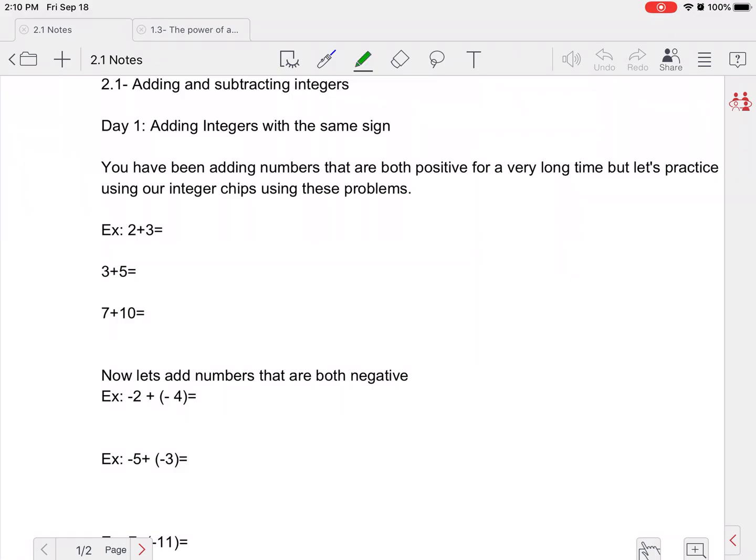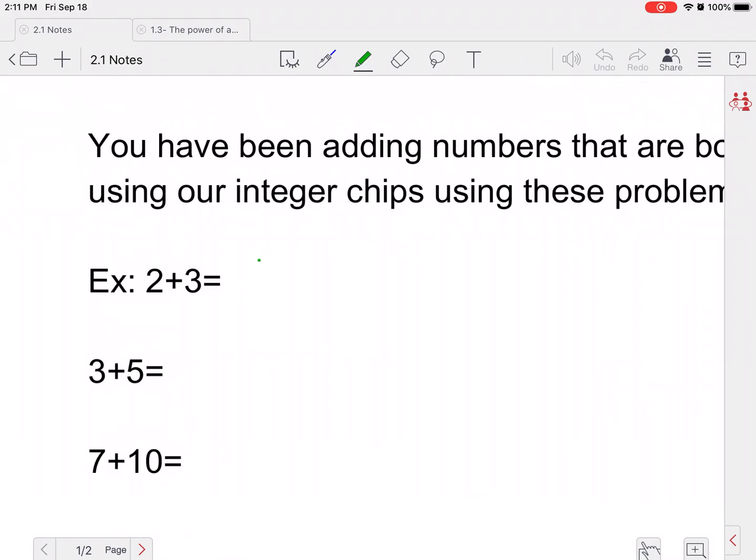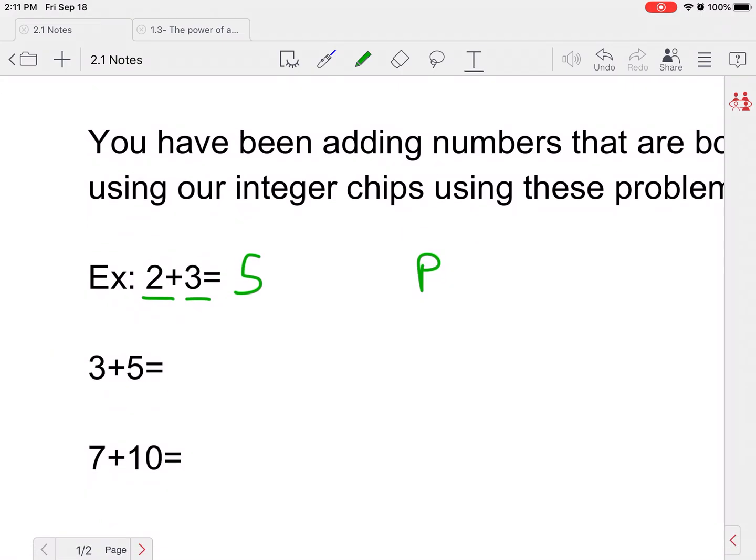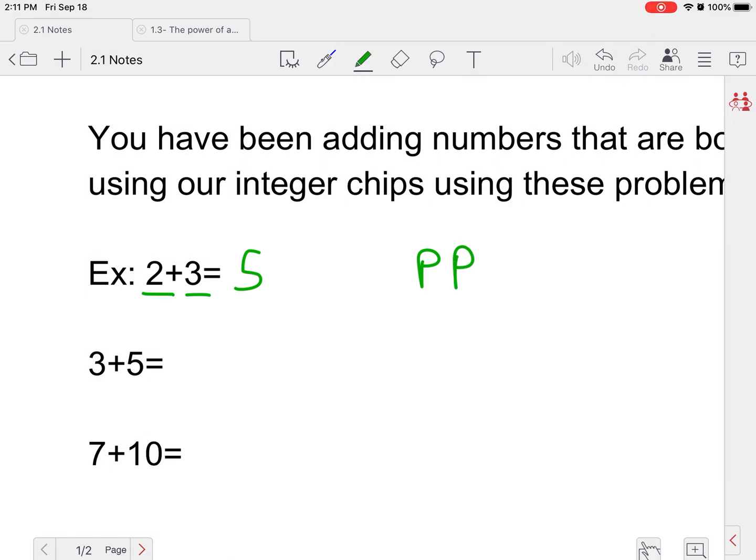So if I'm looking at 2 plus 3, we all know it's 5. But I can represent that by saying 2 positives plus 3 more positives. If I call my positive just p's, I'd have 2 p's from here plus 3 p's from here. So that would be a total of 5 p's, so I know it's 5. So p stands for positive.